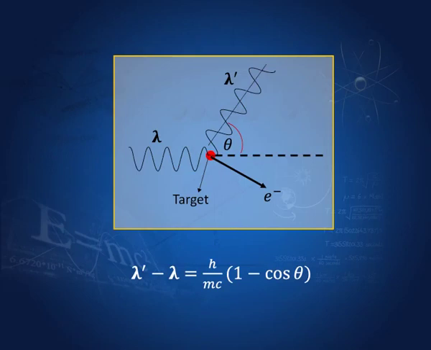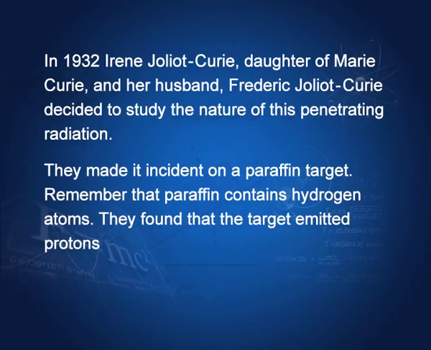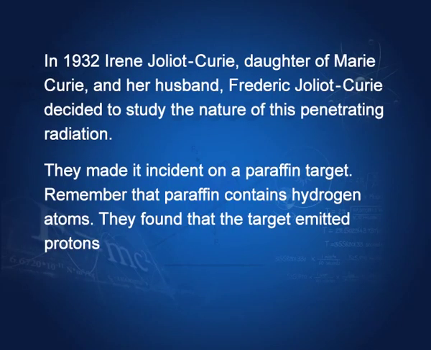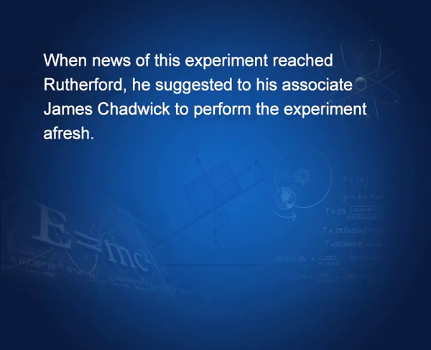And they thought that the protons which were emitted by beryllium atoms were also forced out by the gamma radiation. They did not know at that time that gamma rays did not have enough energy to emit the protons from the beryllium particles. Anyway, that was the story till that time. But when news of this experiment reached Rutherford, he suggested to his associate James Chadwick to perform the experiment afresh.